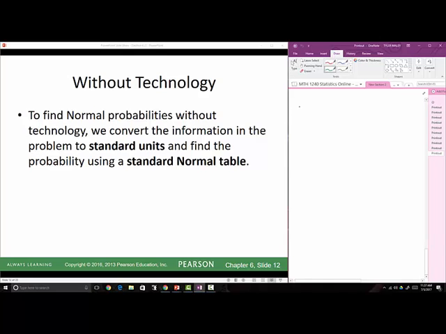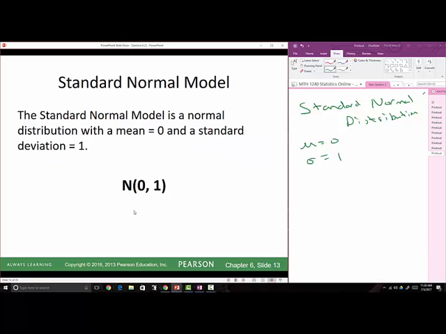So what we call a standard normal distribution is when we have a mean of 0 and a standard deviation of 1, right? So this is where we use z-scores, right? So again, a standard normal model is a normal distribution with a mean 0, standard deviation of 1, right? And this is how we write that in symbols, right? So when we look up in the table, this is what we're talking about, right?